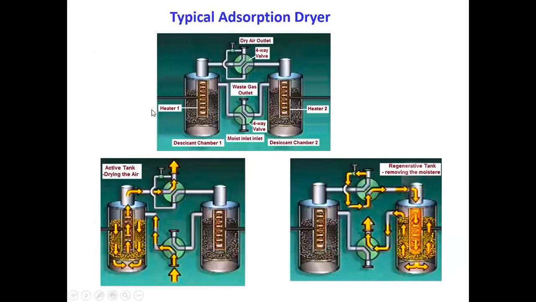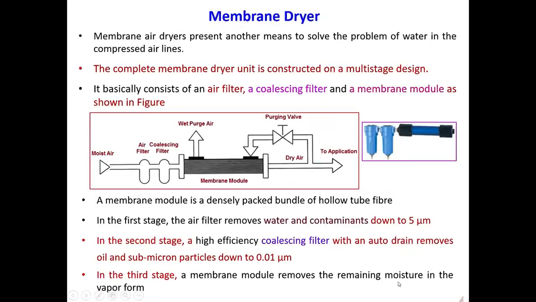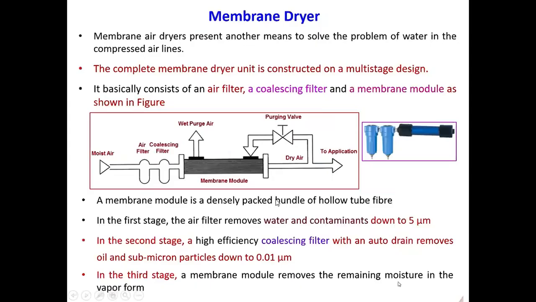Typical adsorption dryer, we can see here dry air outlet, four-way valve. This four-way valve, water gas outlet, heater 1, heater 2. Desiccant chamber 1, moist inlet air, desiccant chamber 2. This is drying the air, active tank, regenerating tank, removing the moisture.